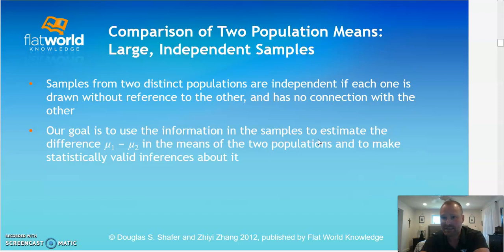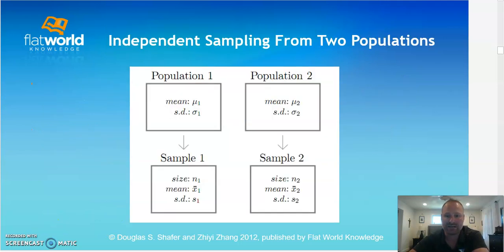We consider them to be independent if each one is drawn without reference to the other, meaning there's no crossover whatsoever. So, we might be testing the state of Massachusetts versus the state of New Jersey. No crossover there. The goal is to use the information in the samples to estimate the difference in the sample mean 1, sample mean 2, in the means of the two populations, and to make statistically valid inference about it.